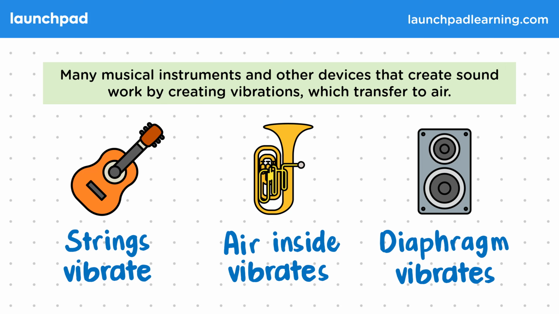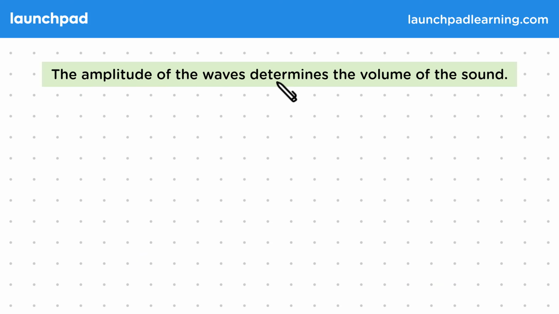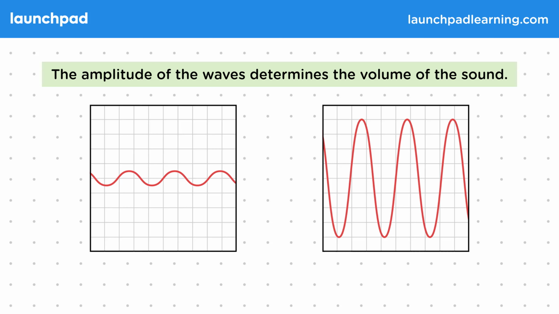Now let's take a closer look at what determines the properties of the sound. The amplitude of the waves determines the volume of the sound. The volume could be changed by, say, plucking harder on a guitar string or striking a tuning fork with more force. Let's see why. Here we have the oscilloscope readings for two different sound waves.